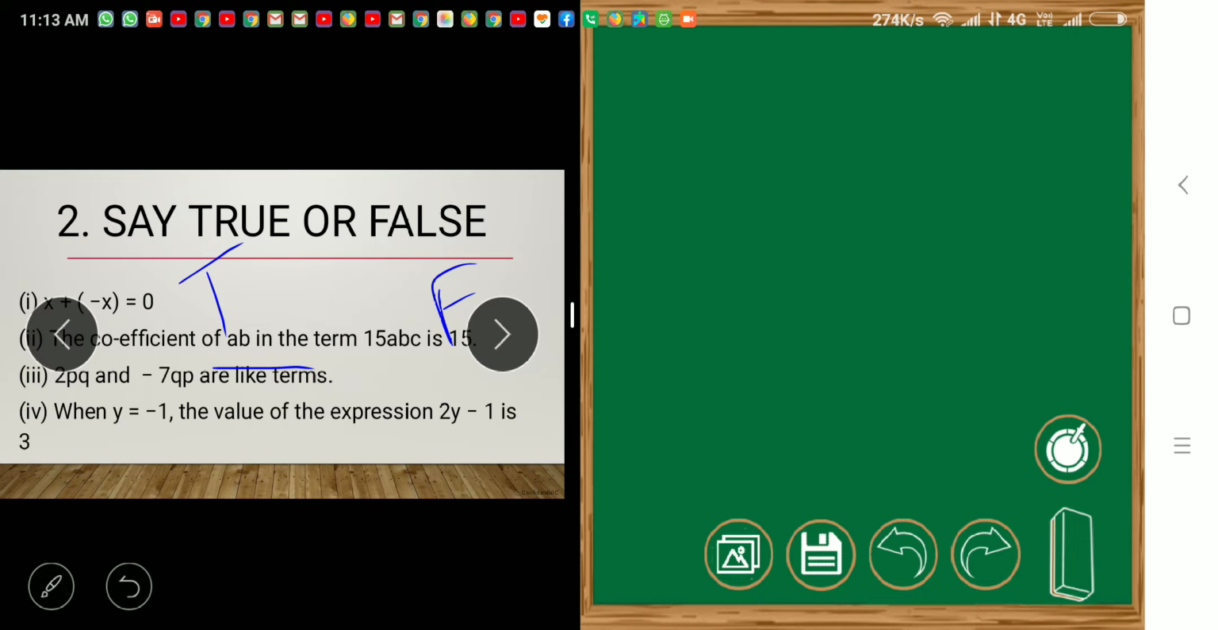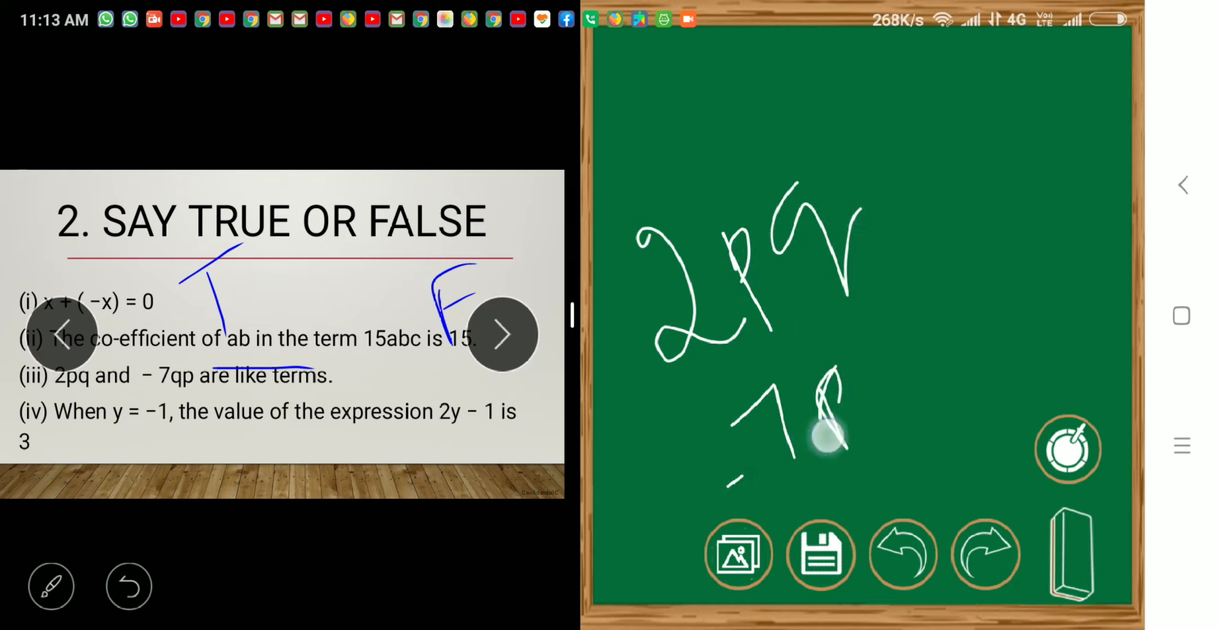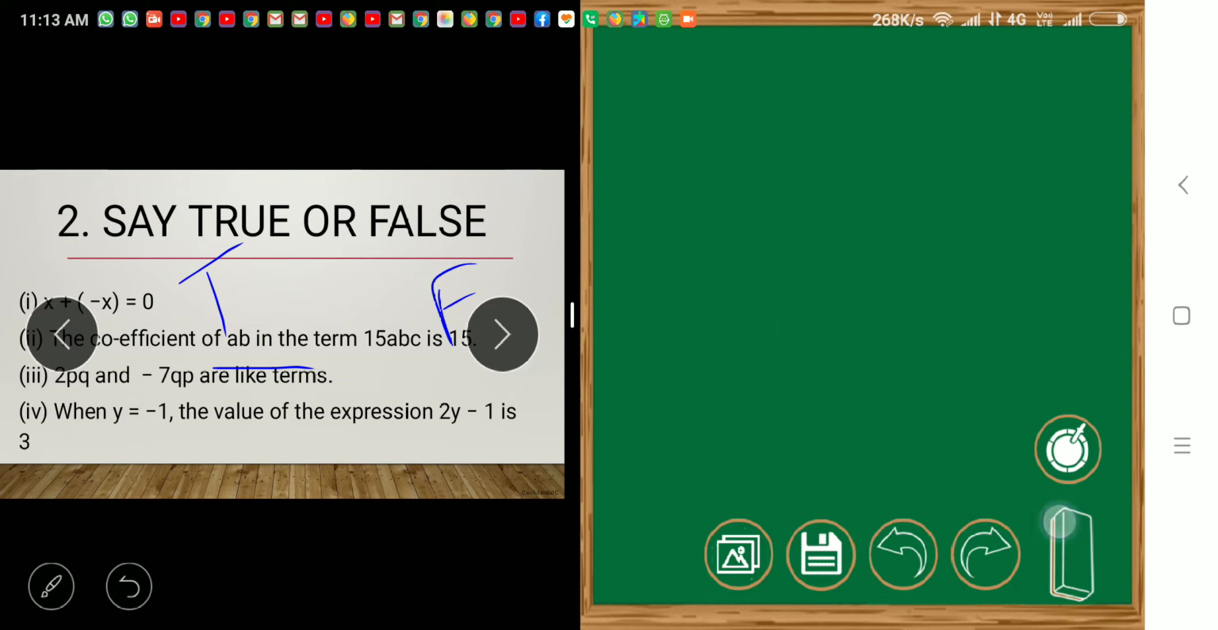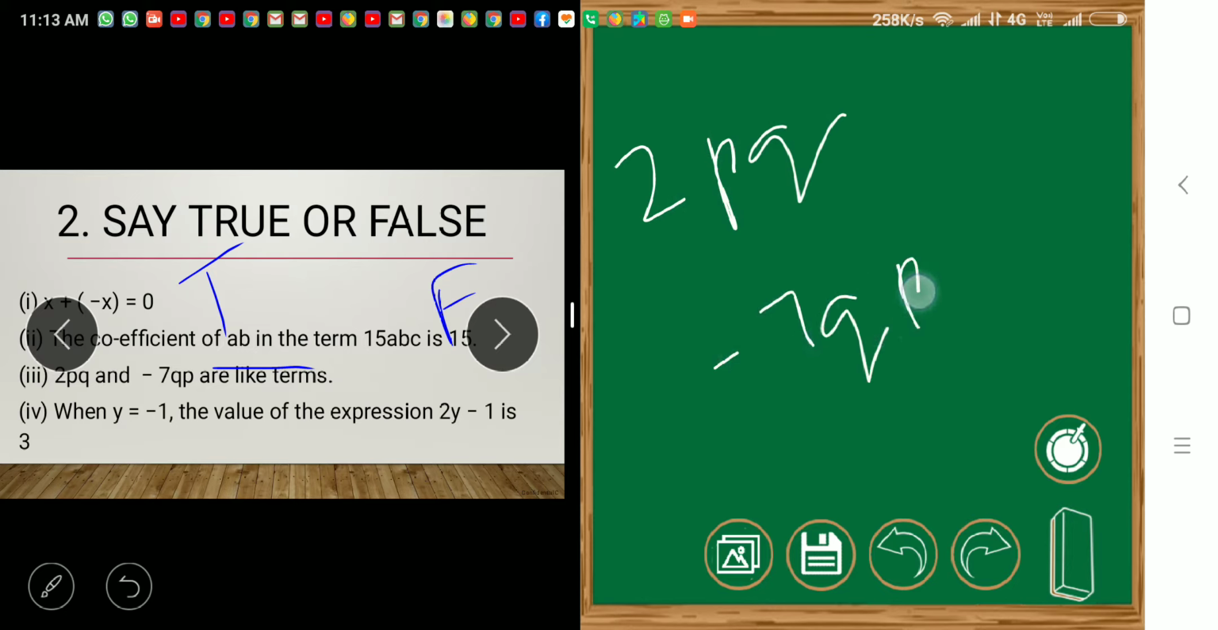2PQ and minus 7PQ are like terms. To confuse you, the variables are interchanged and given. In the previous example, to write the like terms also, I have taken this. Could you remember?